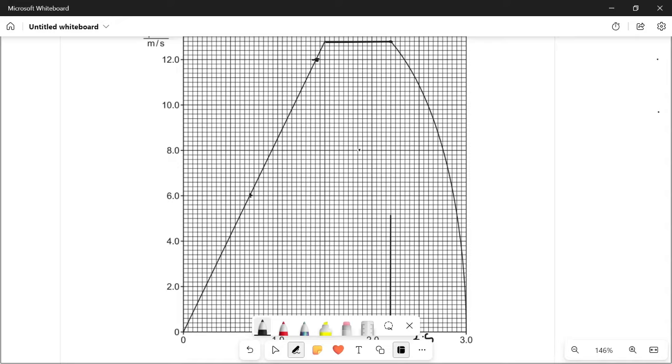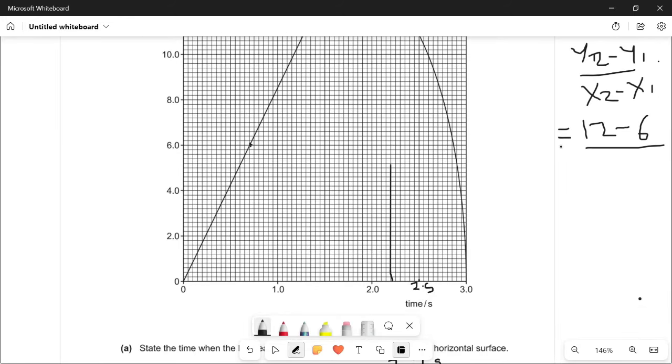So now we have to find the slope or the gradient of the line. The formula for slope is y2 minus y1 over x2 minus x1. That's the formula. So the y of this point is going to be 12. 12 minus, and over here is going to be 6. Over, so now we have to find the x coordinates of the line.